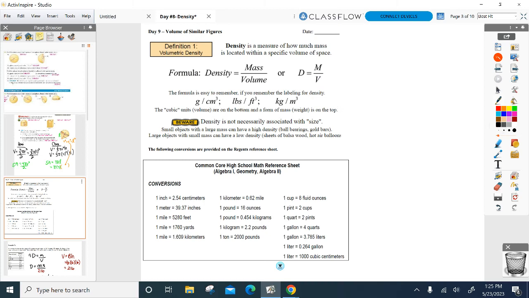And this is it. This is it. Density for the year. We're done. All right, two-day topic. The problems tomorrow get significantly tougher. So enjoy these while you can, and hopefully you pick it up today.